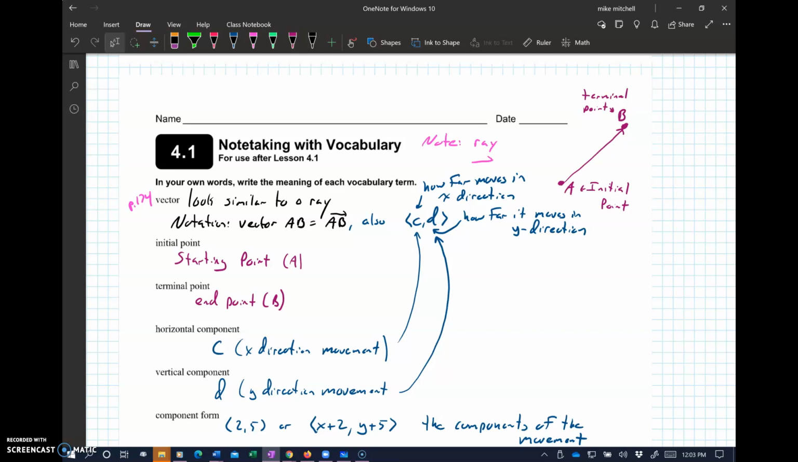So, vector. Vector looks similar to ray. It's kind of a directional arrow like that. So I'm on vector right there.